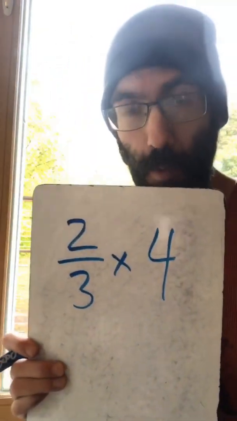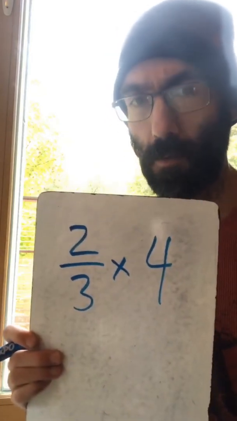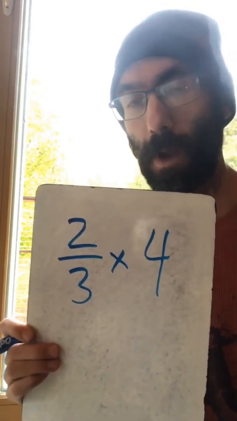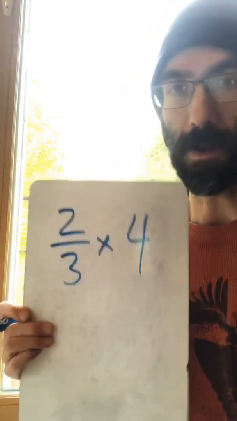Let's do another visual model. This time we'll use circle fractions. It's another really good way to see what you're actually doing. What does multiplying mean? It's repeated addition. So here it's going to look like this.